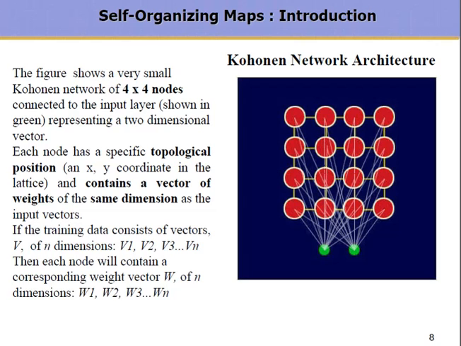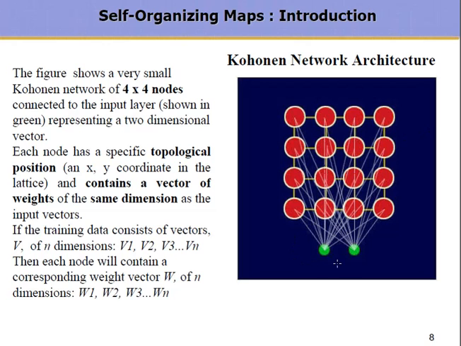Here is another visualization of a coherent network architecture. In this figure, you can see that we have a small coherent network in which we have only 4 by 4 nodes. So our output map or the grid basically consists of a total of 16 neurons, and all the 16 neurons are arranged in a 4 by 4 grid map, and these are connected to the input layer.